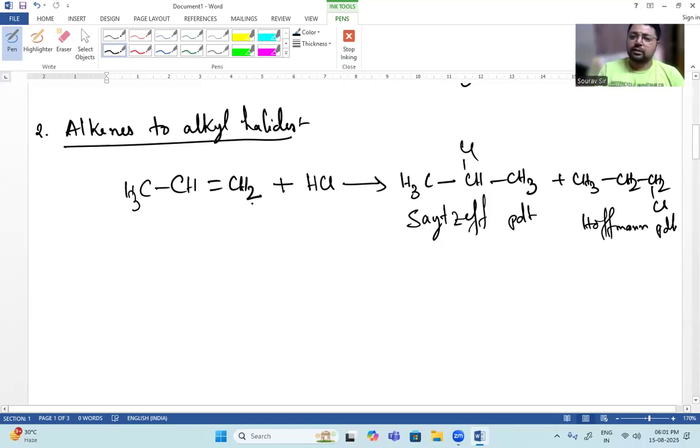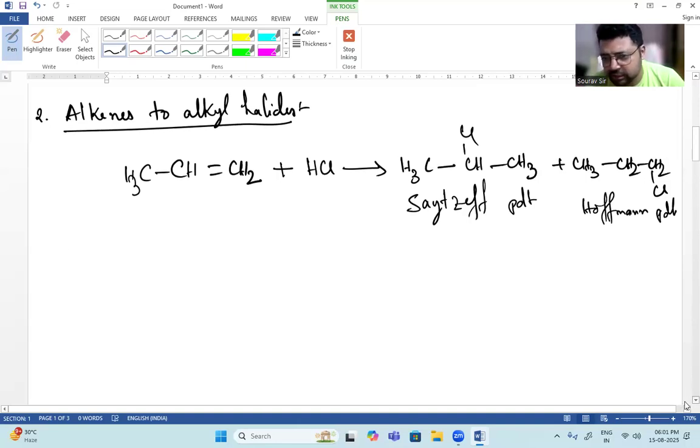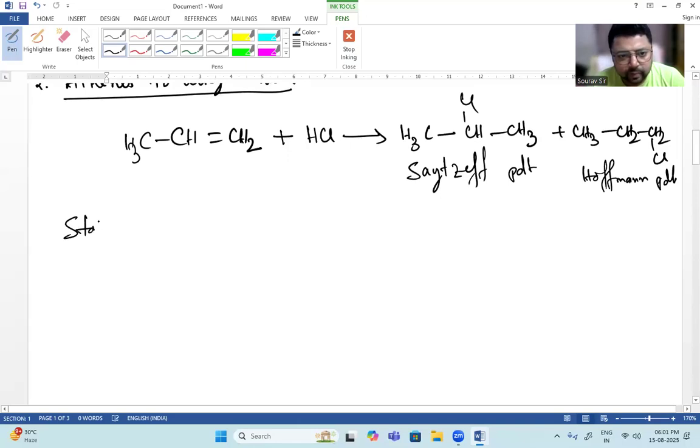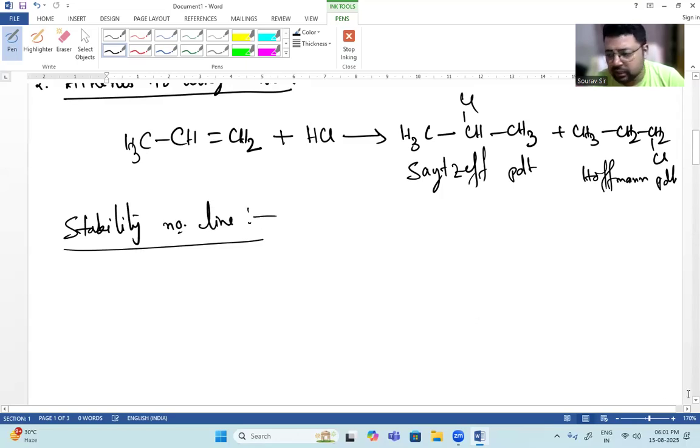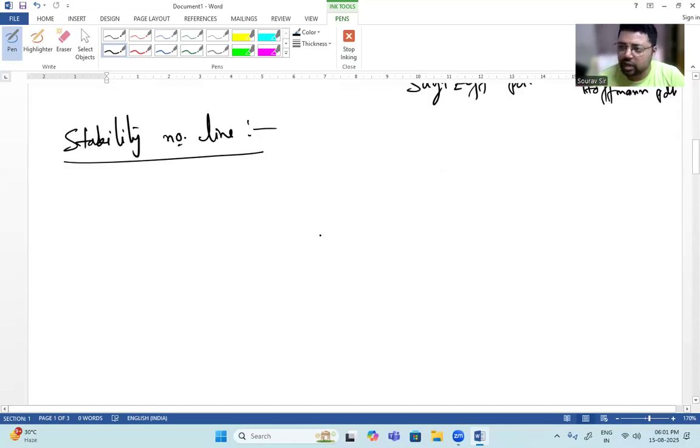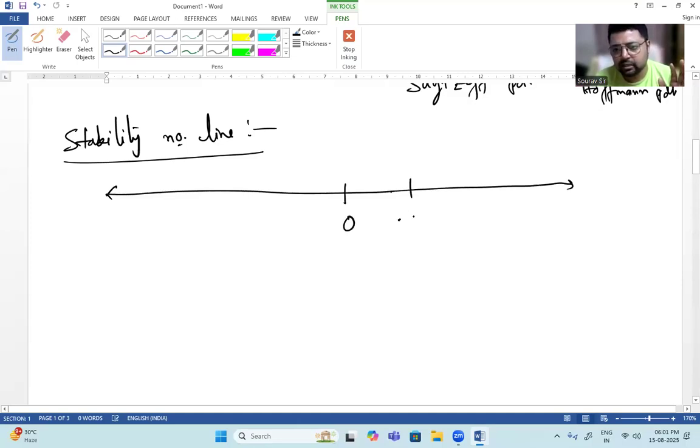Okay, when we see this, what do we have to do? We have to follow the stability number line. Understand? Stability number line. So what is the stability number line? Any charged carbon has a highest degree of 3. If it is a carbocation, it will have a highest plus 3 degree. If it is a carbanion, it will have a highest of minus 3 degree.